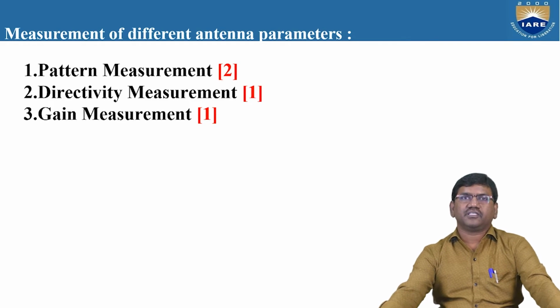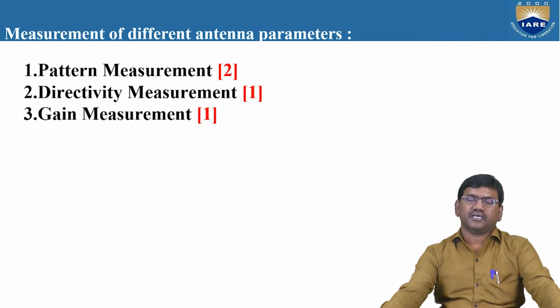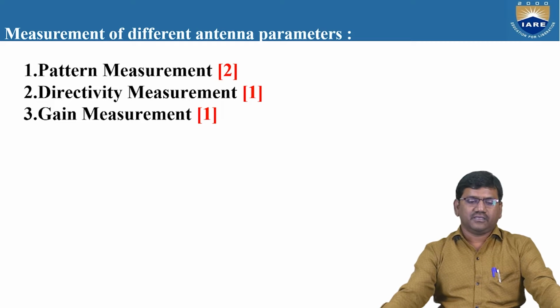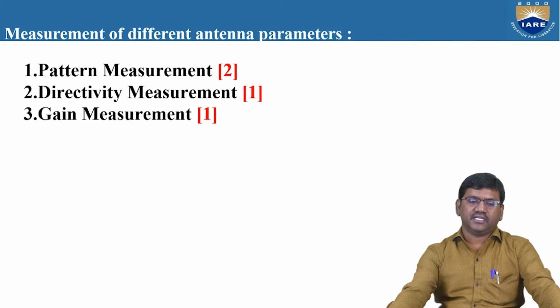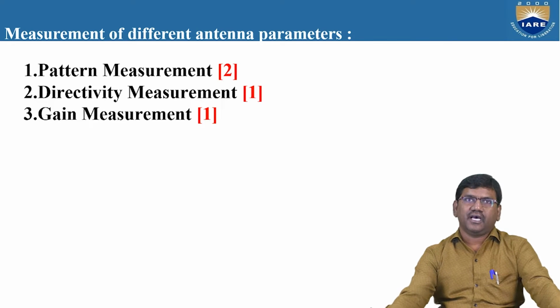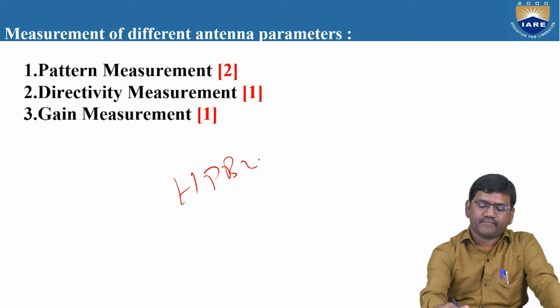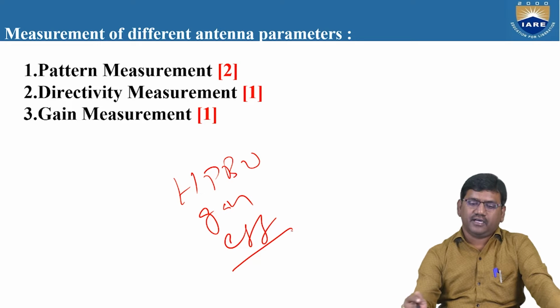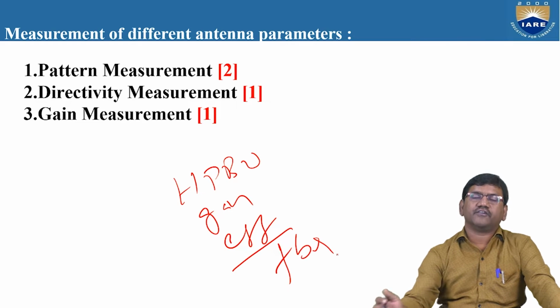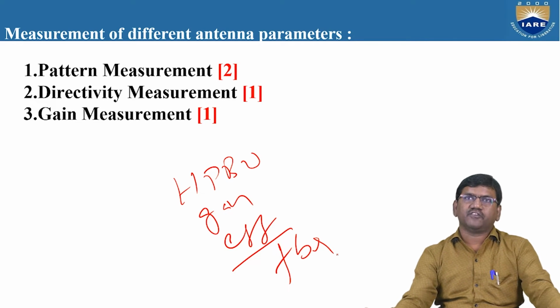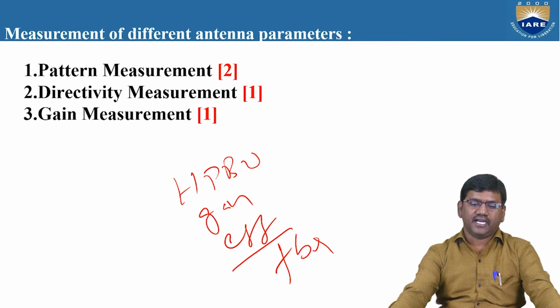Whenever we draw the radiation pattern, we are going to measure some parameters from the radiation pattern. Those parameters are the radiation pattern measurement, the gain measurement, the directivity measurement, and many others like half power beam width, antenna gain, antenna efficiency, and FBR, that is the front to back ratio. So there are different types of parameters for an antenna which will decide the performance of the antenna.